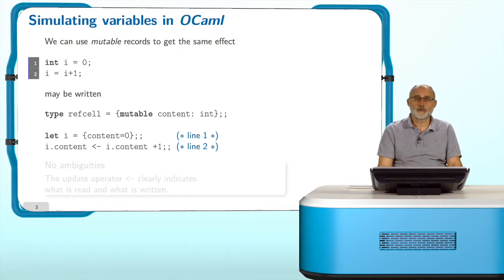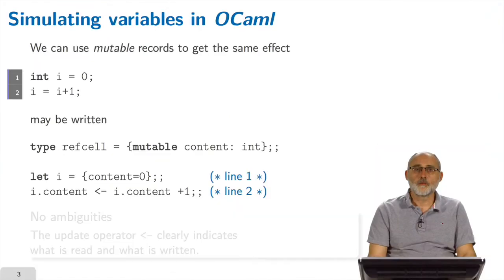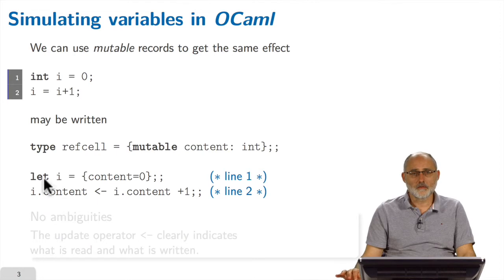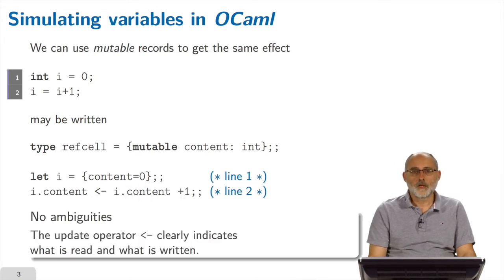Now the first line of the imperative program we have there, int I equal to 0, can be actually written as let I, the name of a record which is initialized with the contents field equal to 0. And then the modification can be done in place in the second line. You see here we are updating the contents field of I with the old value of this contents field plus 1. And here this update operator clearly indicates what is read and what is written.